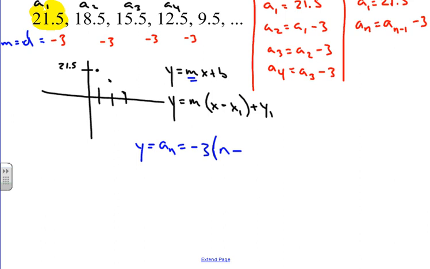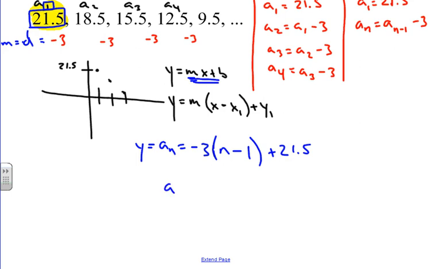So I'm going to have one of these values, which is going to be, all right, 1 is my x, that's my input. I have 1. And then my y value is going to be my output, which is my term value. So I have 21.5. Now, I could use any of these terms, but I just picked the first one because it's easiest because it has 1 for its input. Well, let's simplify this and put it into slope-intercept form.